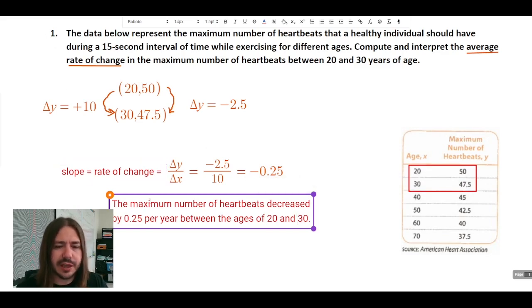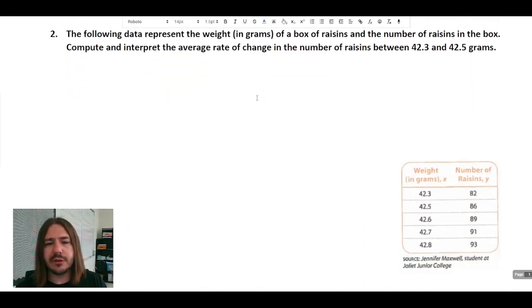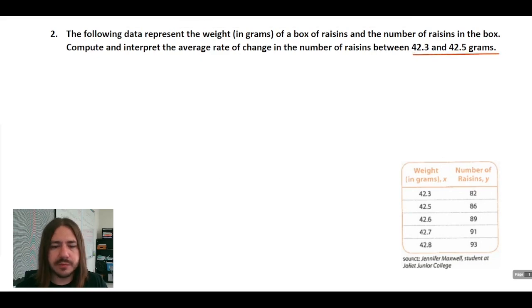Let's take a look at number 2, which I think is going to be a very similar problem. It says the following data represents the weight in grams of a box of raisins and the number of raisins in the box. We would expect that if there's more raisins, the weight is going to be more. Compute and interpret the average rate of change in the number of raisins between 42.3 and 42.5 grams. So we're looking at these 2 data points here. Just like in the last one, we're looking at the first 2 data points, but you have to look at the question to see which ones they want you to look at, because this may not be perfectly linear data.